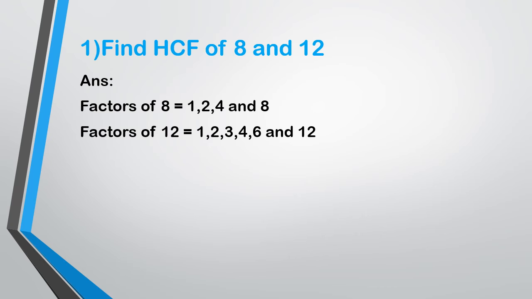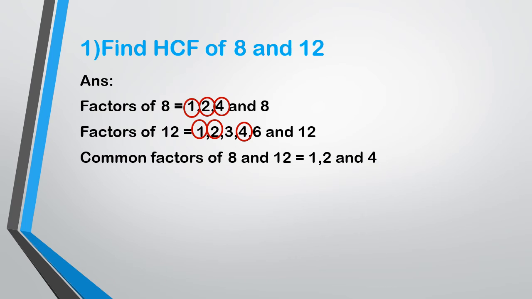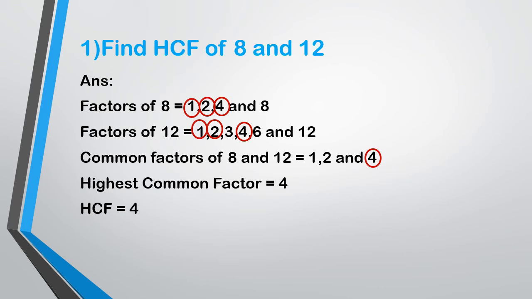The next step, we have to write the common factors. So we have to choose which numbers are common here. 1, then 2, then 4. So these three numbers are common here. So the common factors of 8 and 12 are 1, 2 and 4. Okay. Now we have to find the highest common factor. We have to choose the highest number among 1, 2 and 4. Which number is the highest one? 4. So the highest common factor, HCF, is equal to 4.